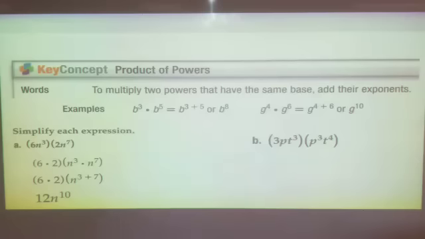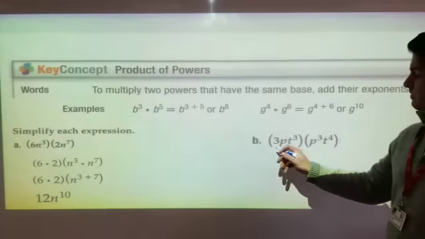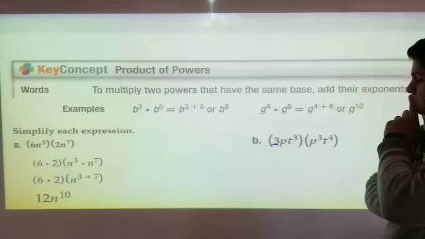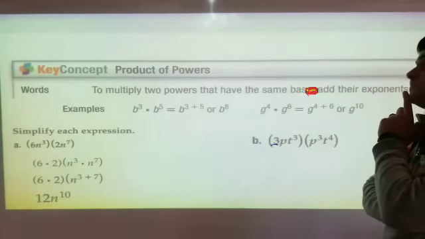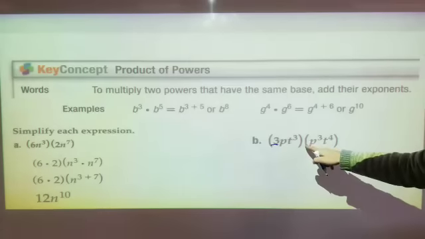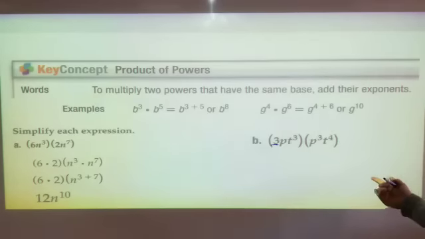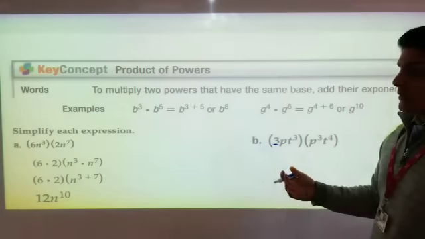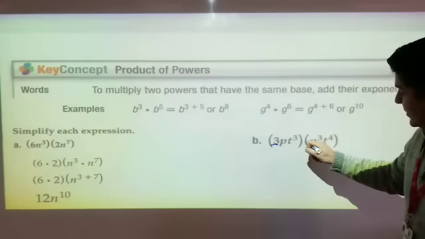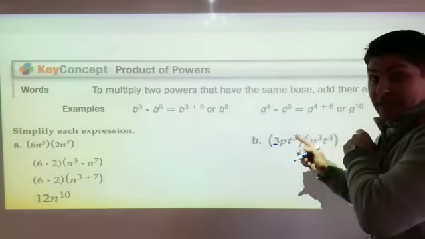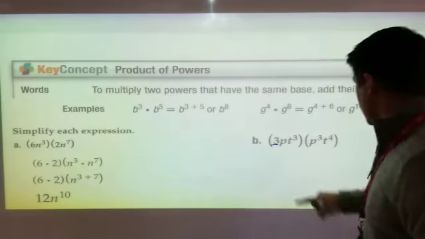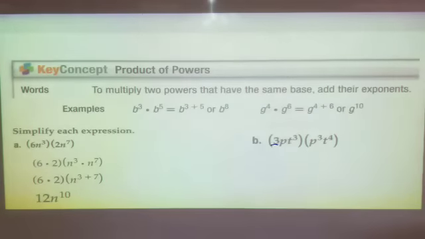For example B, well, we have 3. Are there any other numbers there? There is. There's a 1 right here. We just don't put it there because we assume that you know it's there. But if there was a negative sign there, be careful because that would be a negative 1. But we just have a positive 1 there.